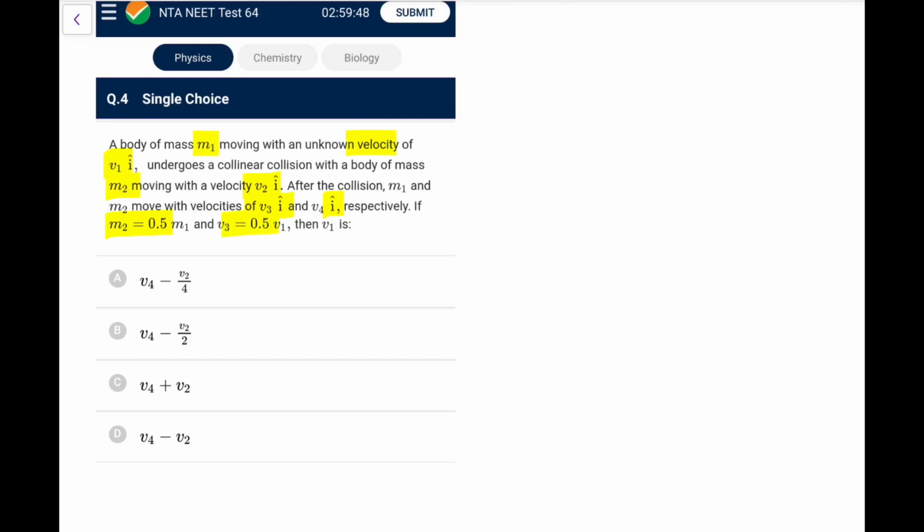So it undergoes a collinear collision. So we are not given anything. So what I can write, m1 v1 i cap plus m2 v2 i cap, because it's a collinear collision, momentum will remain conserved.